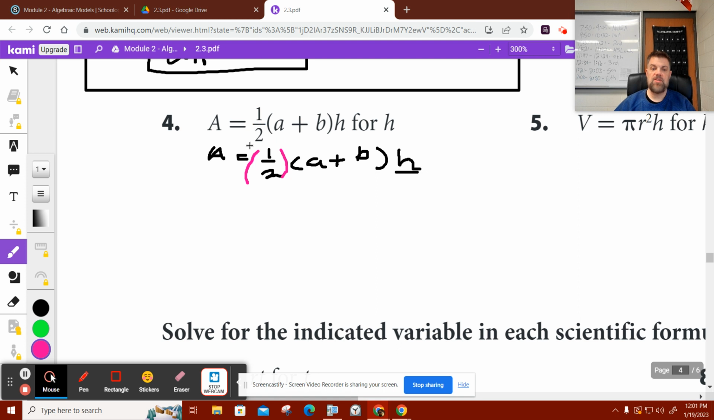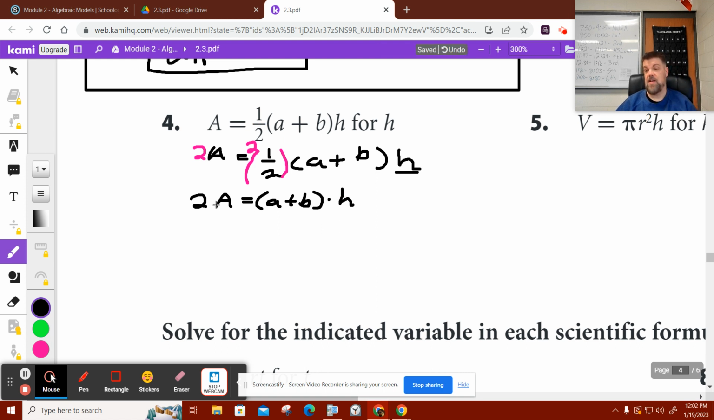We can get rid of a fraction by multiplying by the denominator, right? And then whatever I do on one side of the equal sign, I have to do to the other. So the next line becomes 2A is equal to, now what's 1/2 of 2? Just 1. 1 times this stuff is this stuff times h. That's what that means.